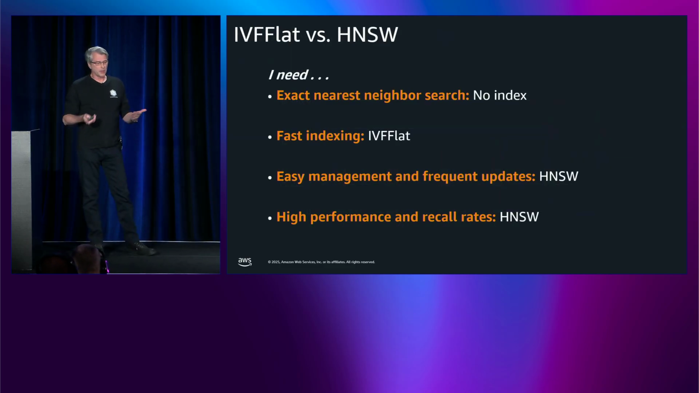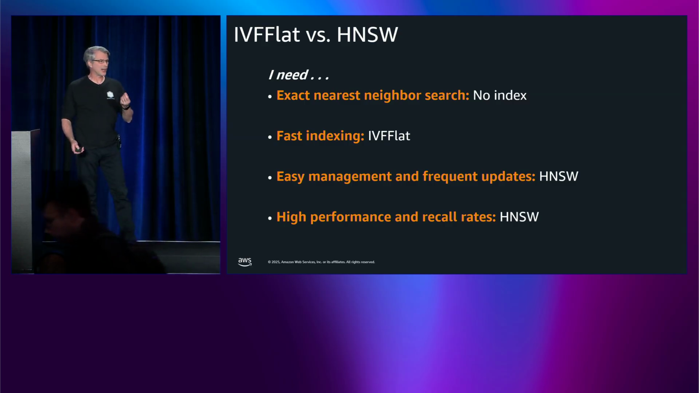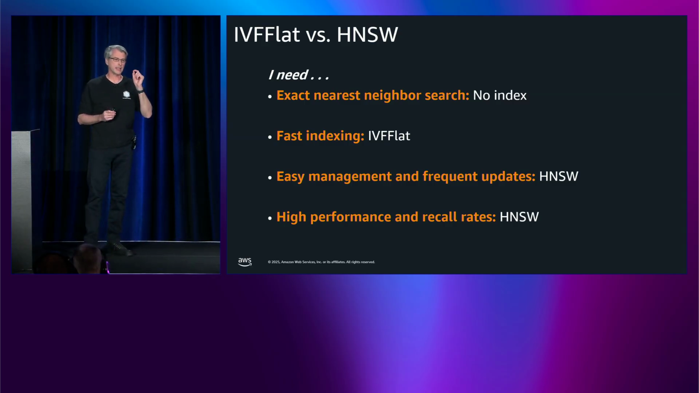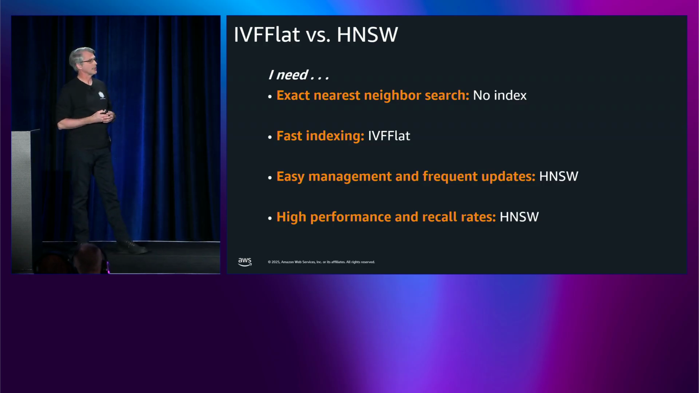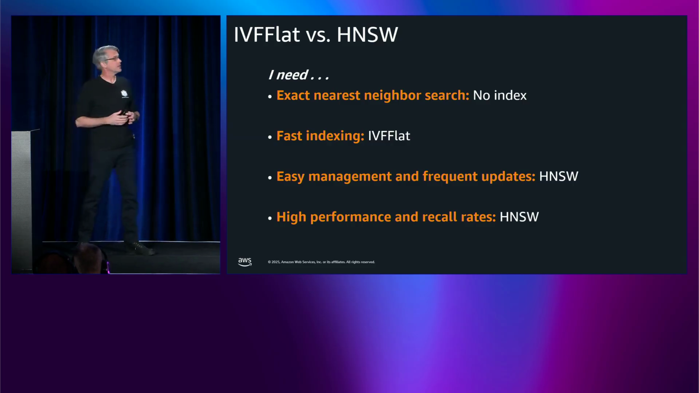Okay, so a couple decision points, right? IVF flat versus HNSW. I need exact nearest neighbor search, or 100% recall, meaning I need to find the exact match. Don't use vector indexes, right? Just use a normal index for that, because you're basically just doing a point lookup and an equality match.